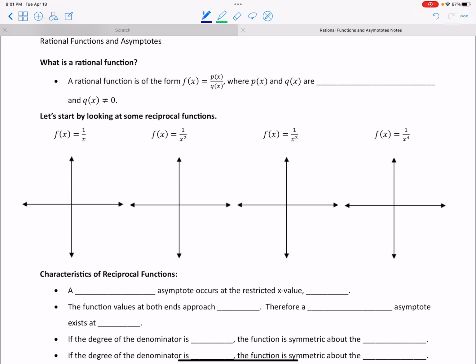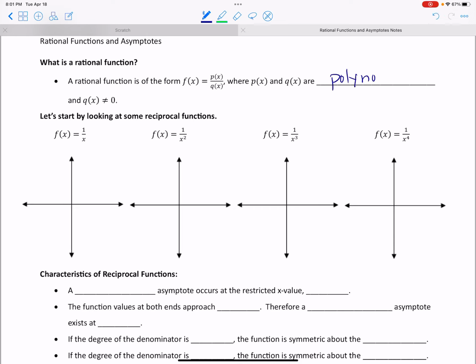So a rational function is basically a function that has a fraction of polynomials in it. Technically we say it's of the form f of x equals p of x over q of x, where each of these, p of x and q of x, represents a polynomial. So again, it's just a fraction of polynomials.